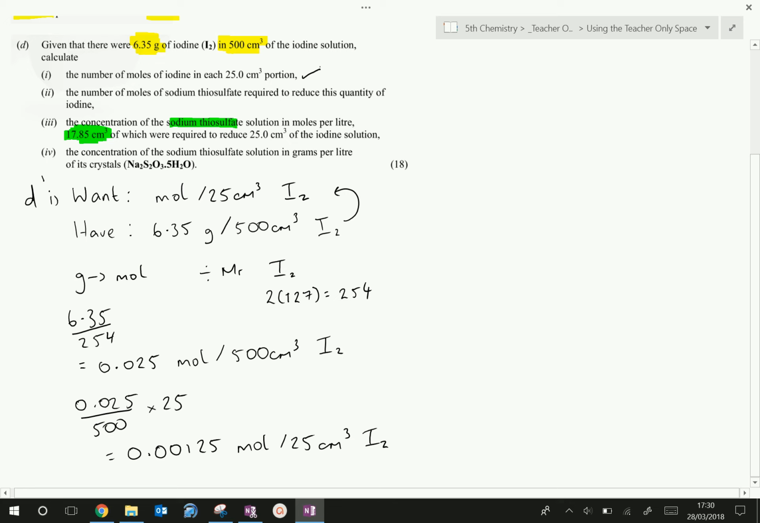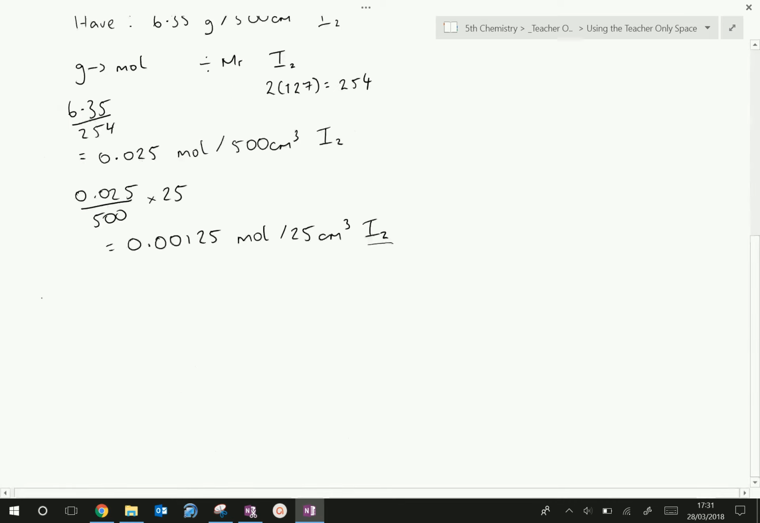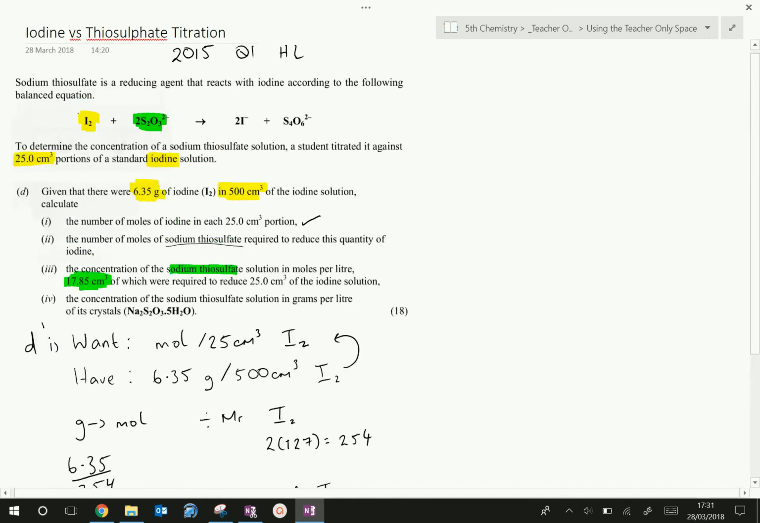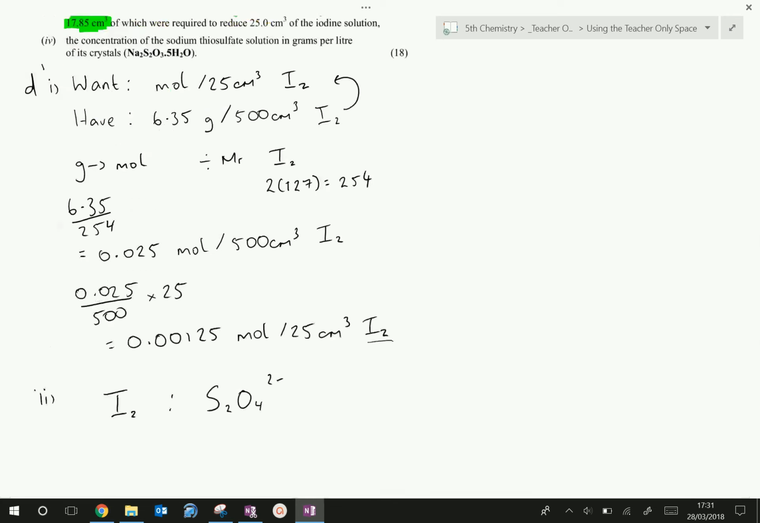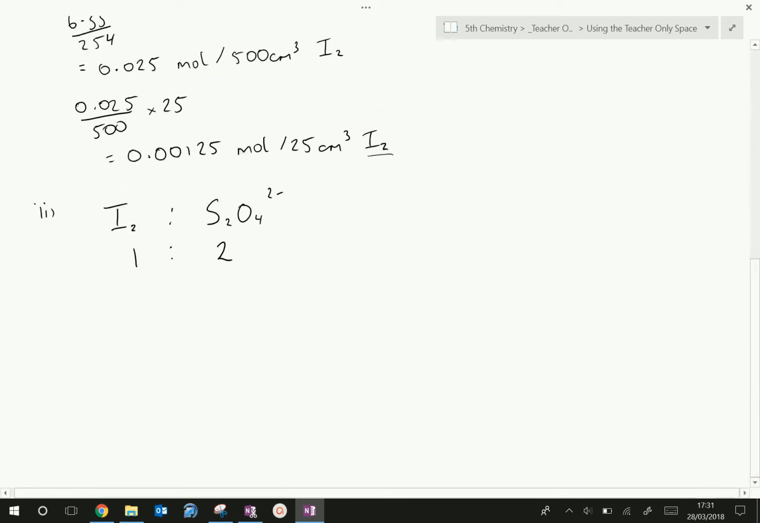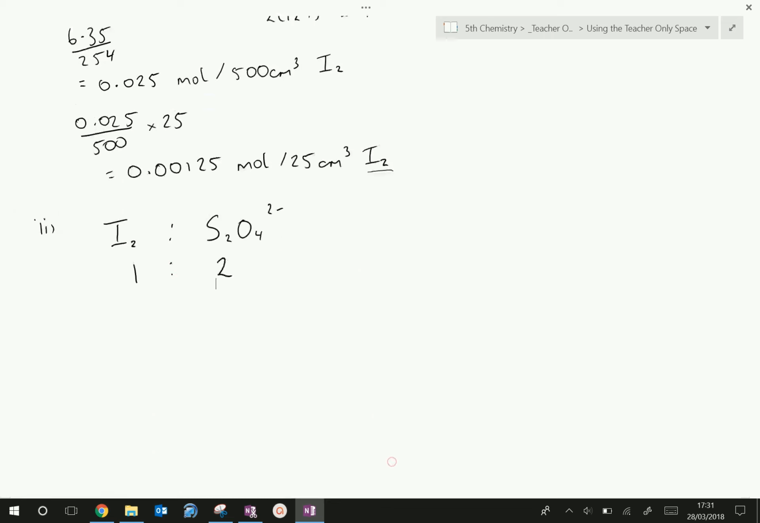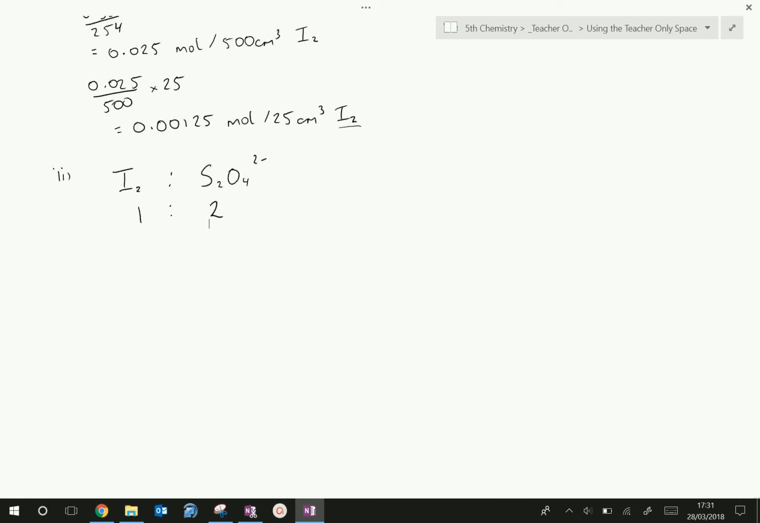Next, what we're being asked is the number of moles of sodium thiosulphate required to reduce this quantity of iodine. So we're talking in terms of iodine, but we want it in terms of sodium thiosulphate. So to go from one chemical to another, we need to look at ratios. So if I want the ratio between iodine and thiosulphate, I go up to my balanced equation, and I see that iodine has a 1 in front of it, and thiosulphate has a 2, so it's 1 is to 2.